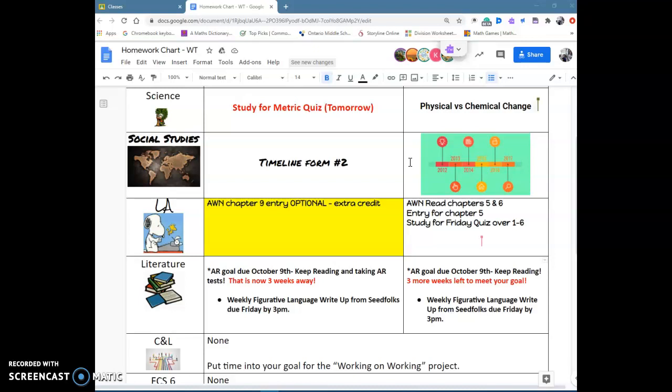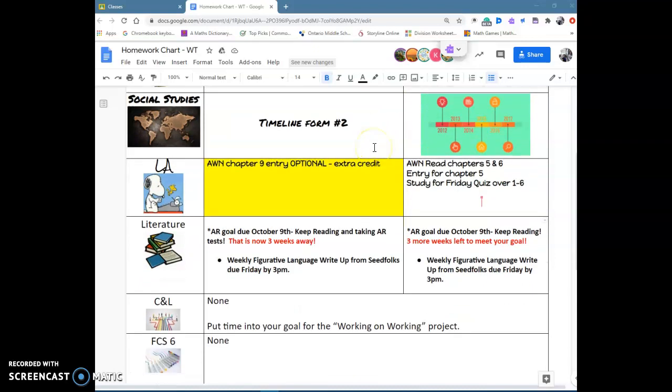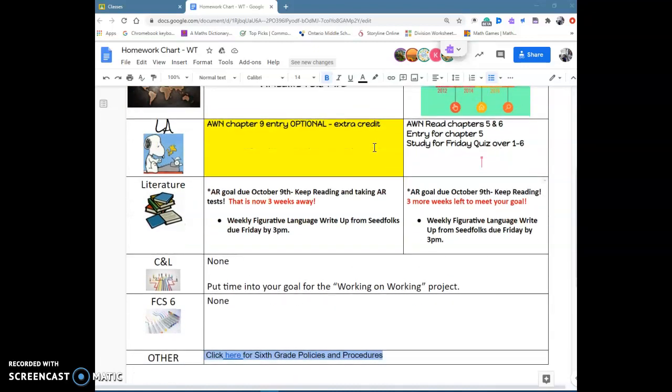Also, in literature, our weekly figure of language write-up from Seedfolks is due Friday by 3 p.m. This is found within your Google Classroom. Please make sure that you are following the instructions that are provided in order for you to do that write-up. In Careers in Life, there is nothing outside of putting time into your goal for working on your working project.